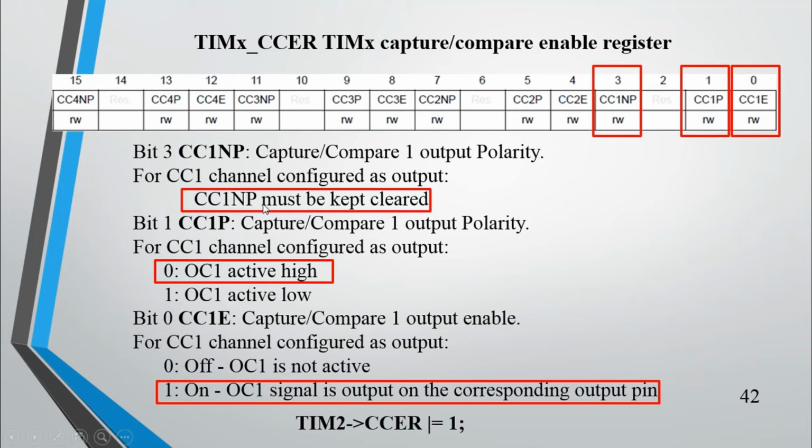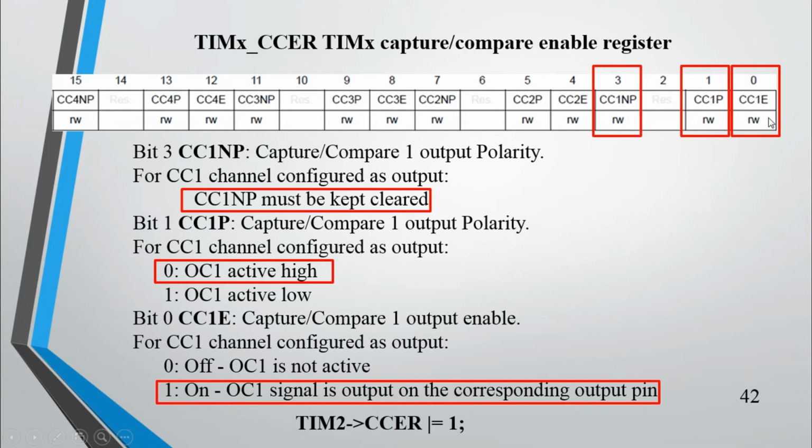Then the third bit you are configuring is the NP bit, that is the output polarity bit. This is NP, this is P. This bit should always be cleared if you are going to configure compare mode of operation. These bits can be configured for both capture mode and compare mode. Whatever I have shown here is only the configuration for the compare mode of operation. In capture mode, if you configure some value in bit number 0, it has another functionality. That is why it is written for CC1 channel configured as output. When you configure compare mode, this is the functionality. Here also, when you configure compare mode, this is the functionality. Here also, when you configure compare mode, this bit should be cleared.